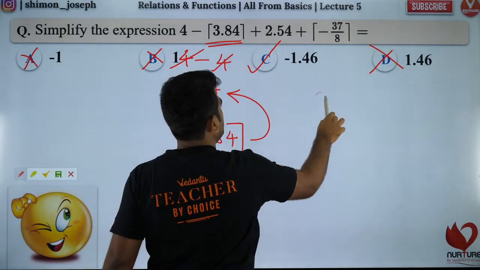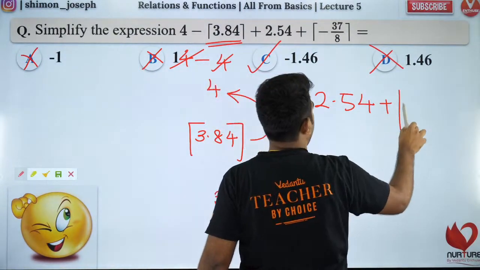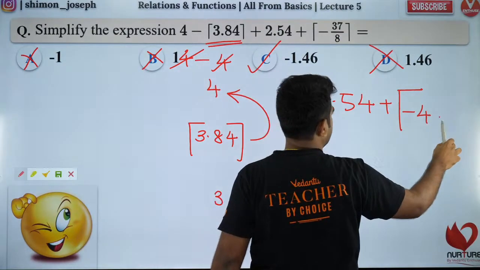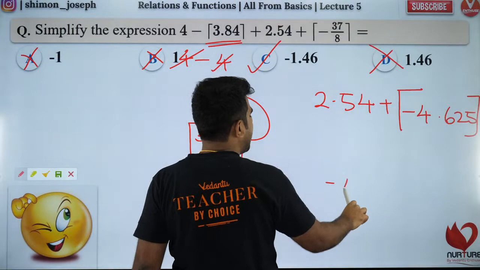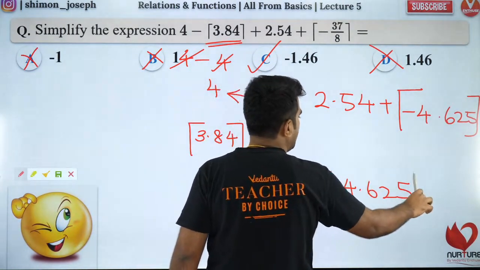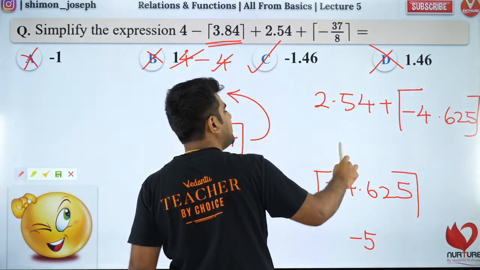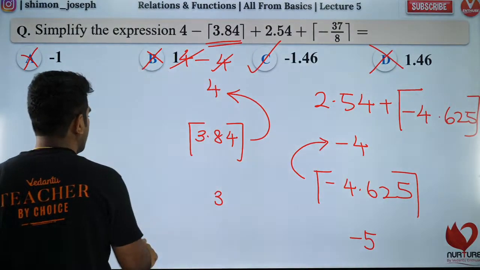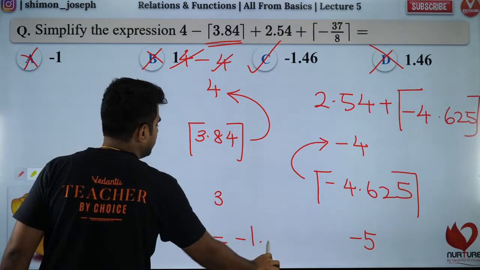So the answer is 2.54 plus the smallest integer function of minus 4.625. So what is the next? The previous integer would be minus 5. The next integer would be minus 4. So this will also be minus 4. So the answer is 2.54 minus 4, which will be minus 1.46.